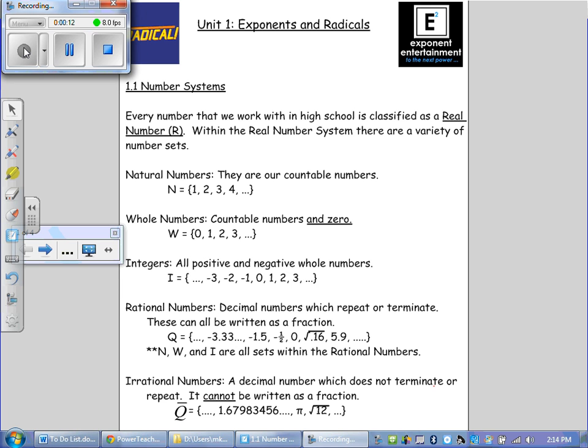So the first thing: every number that we deal with is called a real number. There are things that aren't real numbers, but everything we deal with is real. An example of a non-real number would be if you tried to do the square root of -1. It wouldn't give you anything. Your calculator would just say error. So everything is under the blanket umbrella of real numbers.